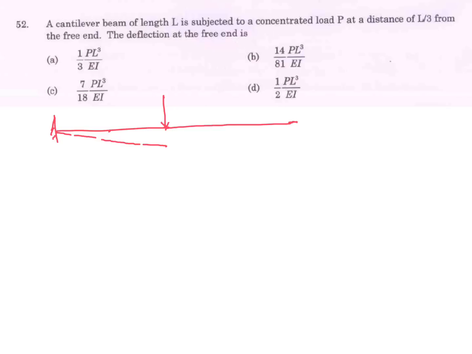This portion is a curve and this portion is a straight line because no load. Here theta is the slope. Here also same slope theta. So there is deflection here. Total deflection delta. Delta 1, delta 1. Here delta 2. This force is P. Here L by 3. Total length is L.